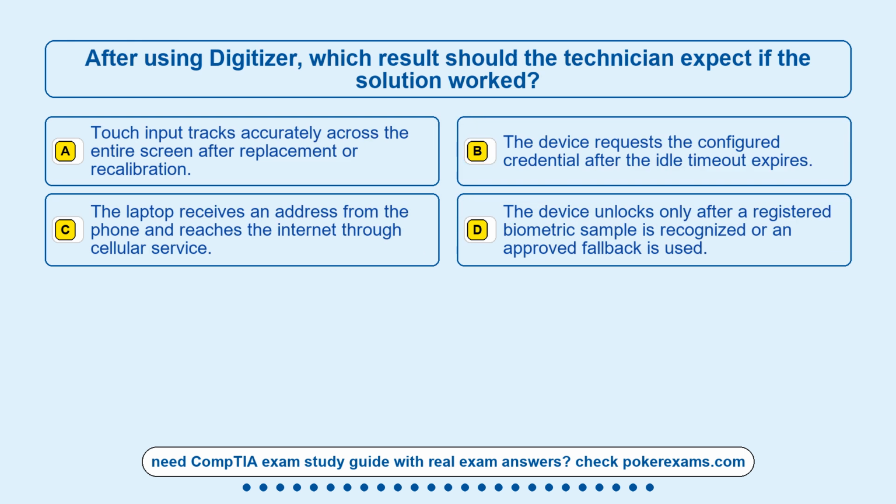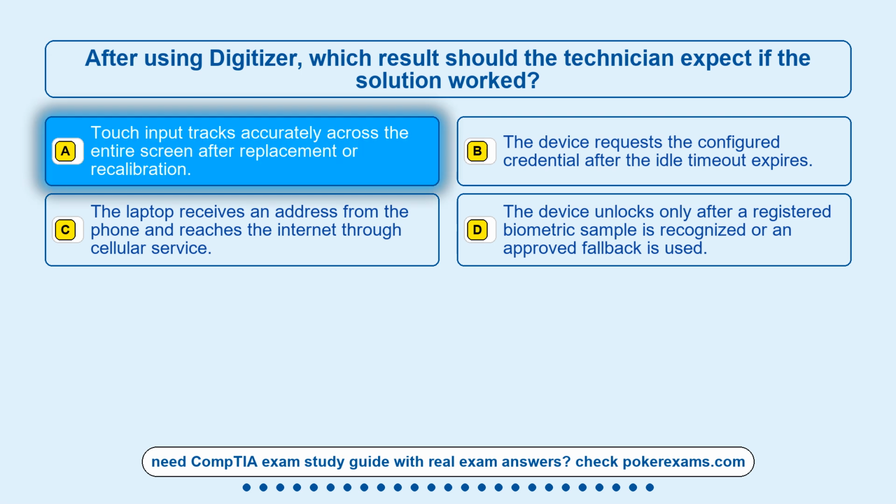Question 20. After using Digitizer, which result should the technician expect if the solution worked? Option A. Touch input tracks accurately across the entire screen after replacement or recalibration. Option B. The device requests the configured credential after the idle timeout expires. Option C. The laptop receives an address from the phone and reaches the internet through cellular service. Option D. The device unlocks only after a registered biometric sample is recognized or an approved fallback is used.